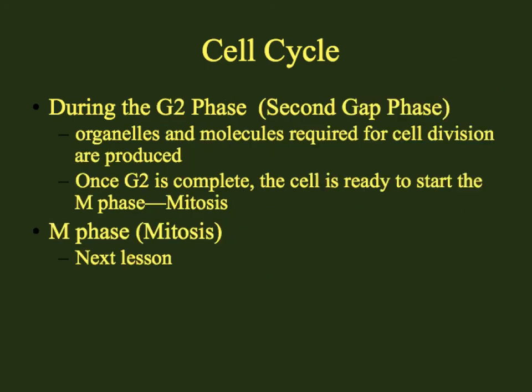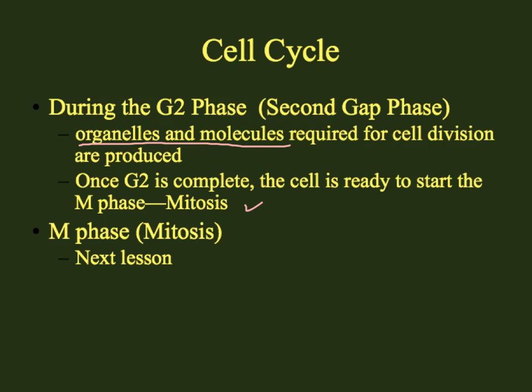Now, during G2, the second gap, we're getting ready for mitosis. We're getting ready for cell division, and all the organelles and molecules are being copied at this time. And when it's done, the cell is ready to start, and this is when we start mitosis. Mitosis is the division of the nucleus, and then the division of the cytoplasm. And we'll talk about that next time.